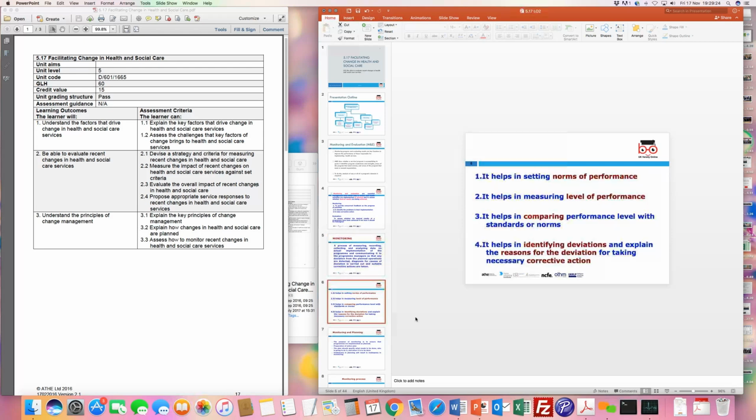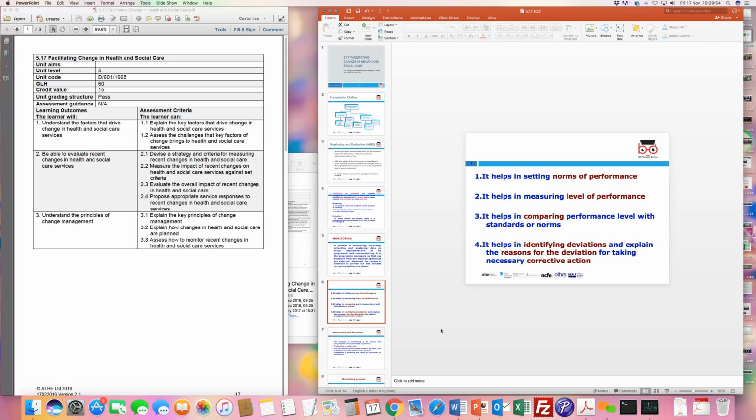Now, in terms of why monitoring is done, it is done because we want to understand how normals or benchmarks can be set. And once the benchmark is set, how those benchmarks can be upped or improved further is the reason why monitoring is done. Sometimes we also monitor because we have to compare previous performance or standards with the newer standards or benchmarks being set.